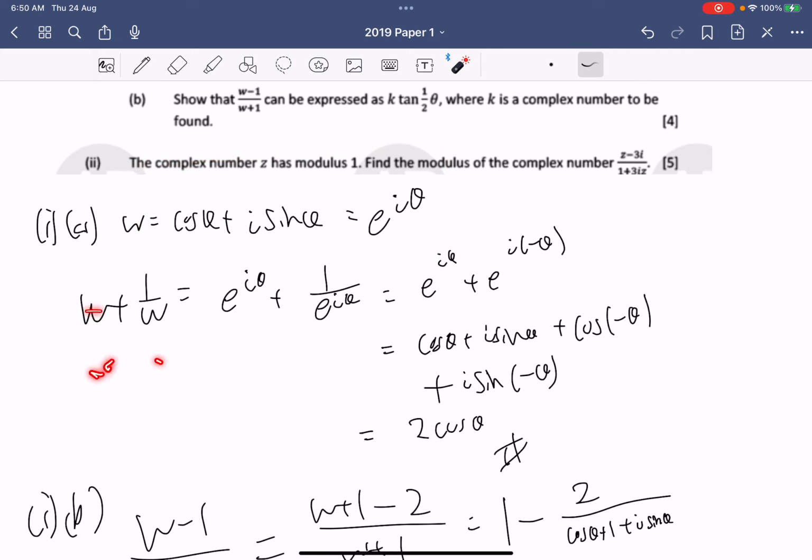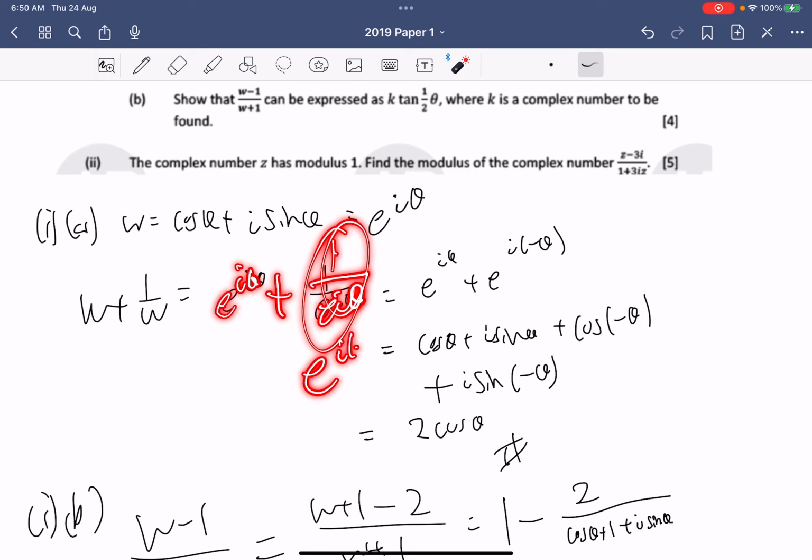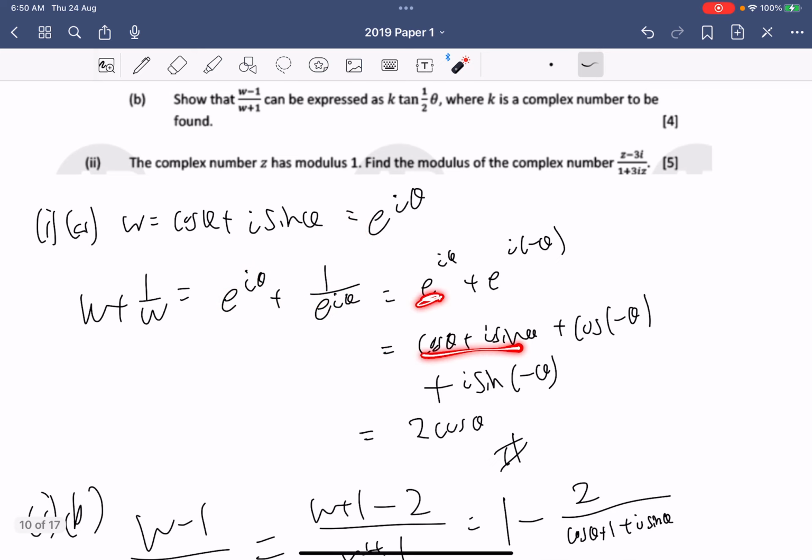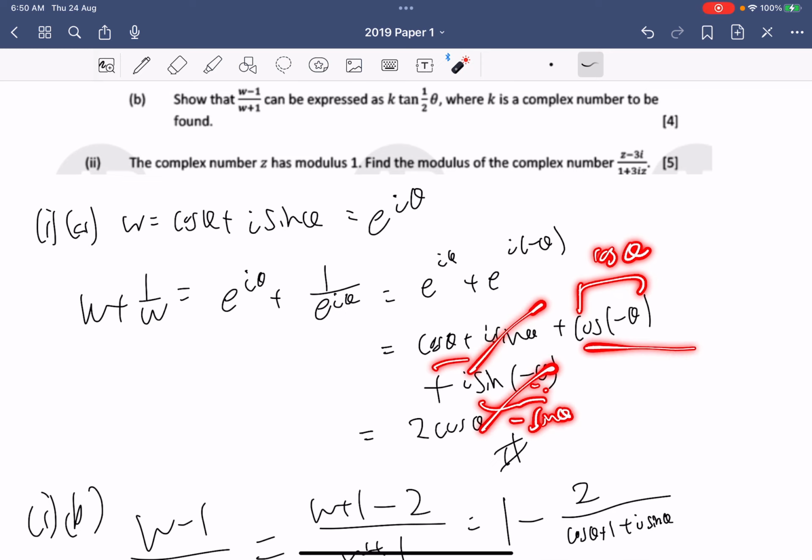Then we see W plus 1 over W. What's the easiest method? Well, we just have e^(i theta) plus 1 over e^(i theta). This part is just e^(-i theta). So in that case, this part can be expanded out again to cosine theta plus i sine theta, and the bottom part can be expanded out as cosine minus theta plus i sine minus theta, which is just cosine theta, and this is minus sine theta. So this part cancels out and you're left with 2 cosine theta.